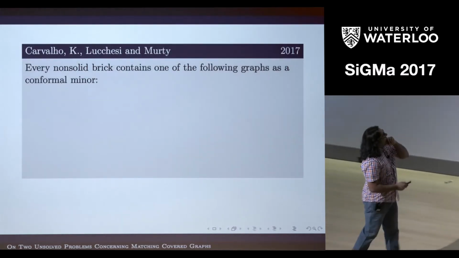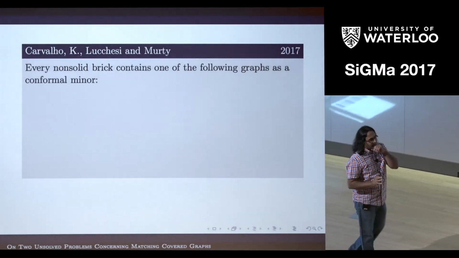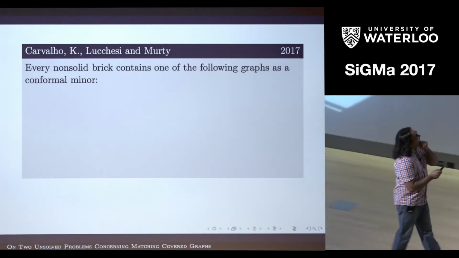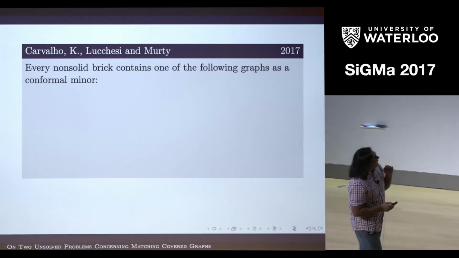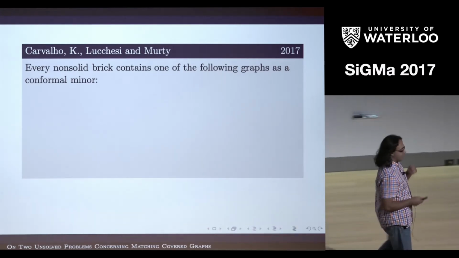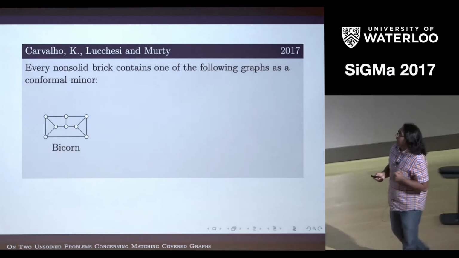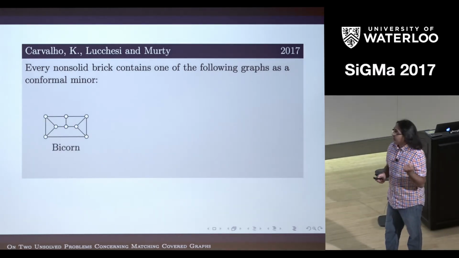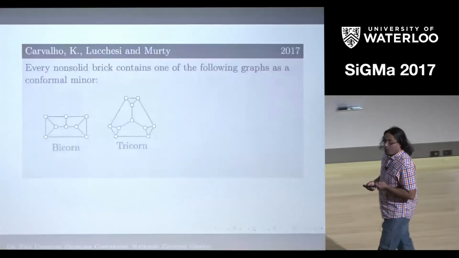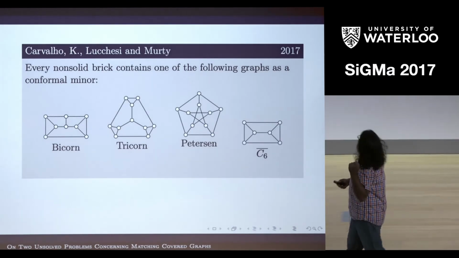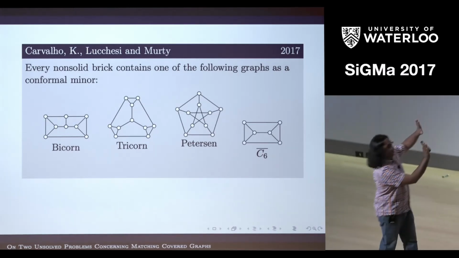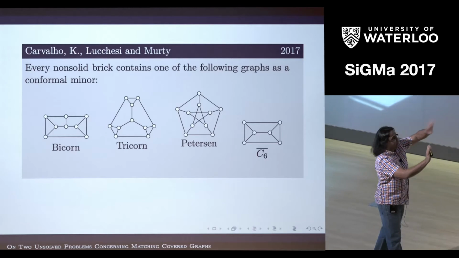Okay. So let me just say briefly about an outline. I'm really not going to go into the proof here. What we prove as a first step is to show that any non-solid brick contains one of four graphs as a conformal minor. The first graph is the smallest odd staircase, bicon, or the tricon, or the Petersen graph, or the triangular prism. So every non-solid brick is going to contain one of these four as a conformal minor. Okay, that's our first step.